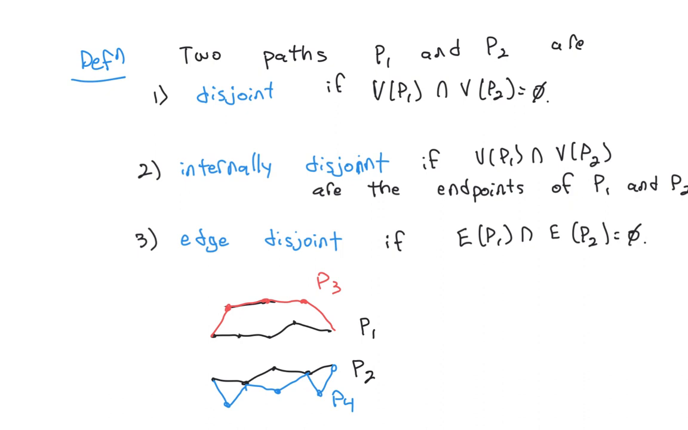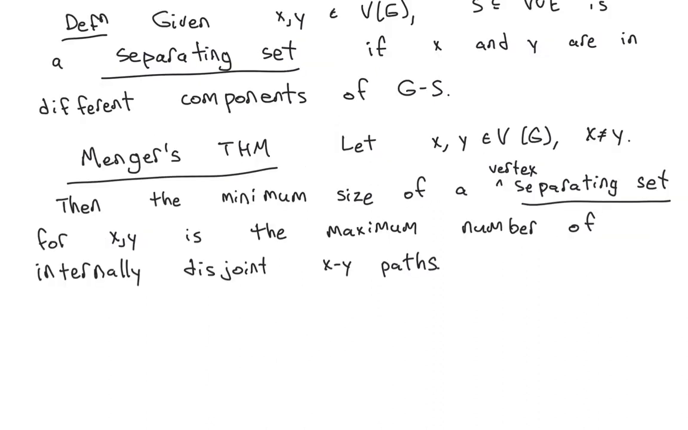Finally, we'll say two paths are edge disjoint if they have no edges in common. So for instance, P2 and P4, we see that they do not have any edges in common, but they're allowed to share vertices. Finally, given a pair of vertices x and y, a subset S consisting of possibly vertices or edges is called a separating set if x and y end up in different components of G minus S. So note here the definition of separating set depends on the choice of vertices you start with. Note here that usually we will use just vertices or just edges.